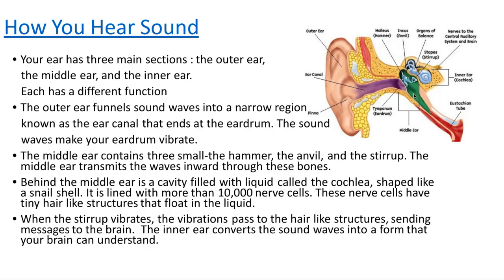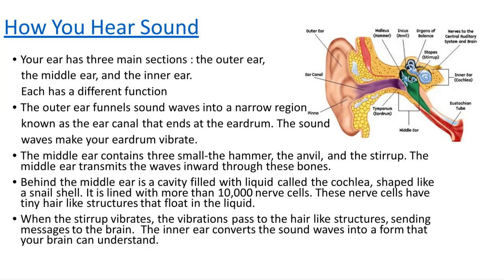Well, the middle ear, so where the green is, contains three small bones, the hammer, the anvil, and the stirrup. And the middle ear will transmit the waves inward towards these bones. Now, behind the middle ear, so let's find that middle ear here, there is a cavity filled with liquid right here called the cochlea. And it's shaped like a snail. So you can see it kind of looks like a snail shell. And it's lined with more than 10,000 nerve cells. And these nerve cells have tiny hair-like structures that float in the liquid.